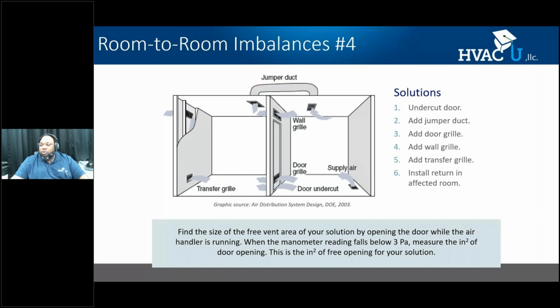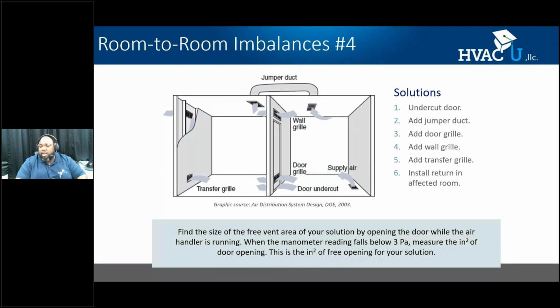I can add a door grill, like so, or a wall grill. And these grills basically transfer the air to help reduce that imbalance to keep it below 3 Pascals. Or I can add the supply or return I need in that room to make sure that the balance is correct. So these are my solutions when I have rooms that are underperforming.